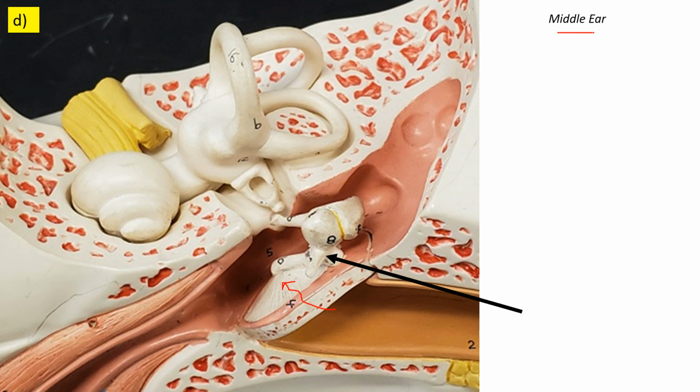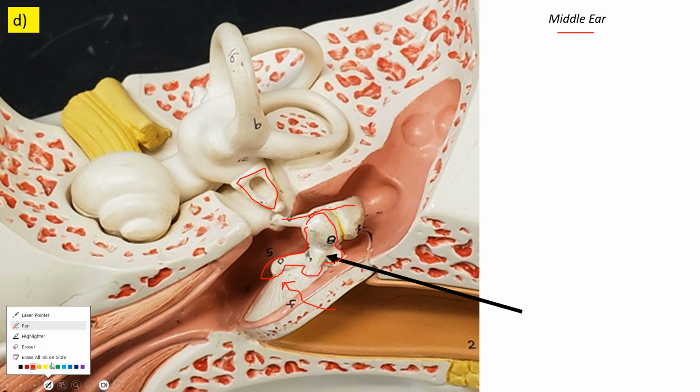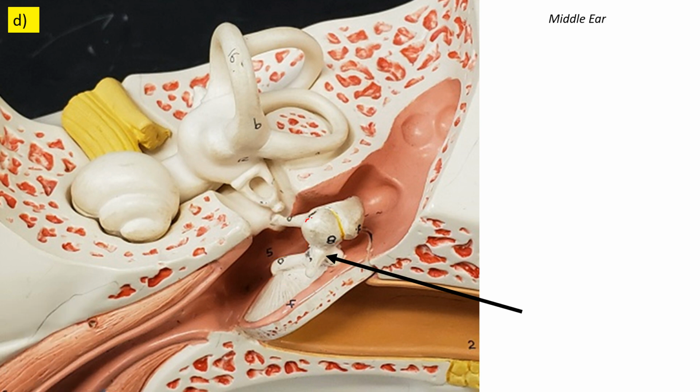Now, notice we're in the middle ear now, and you can kind of see we've got one bone right here. Notice it's connected to the tympanic membrane. We have another bone right here, and then we have another bone right here. So these are your 3 bones that are in your middle ear. This first bone that the arrow is pointing to, this bone right here, is called the malleus bone.